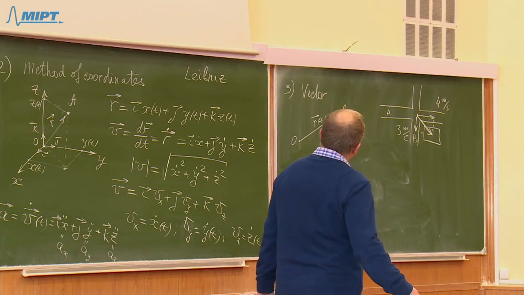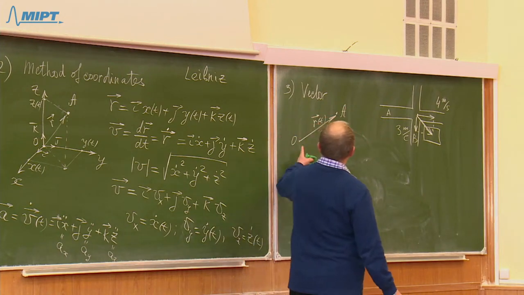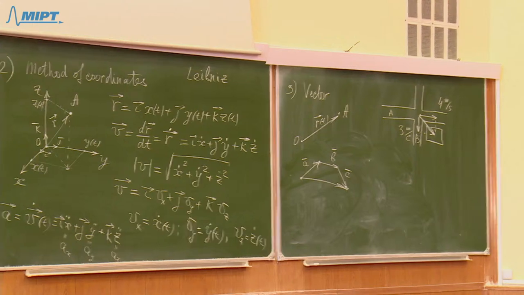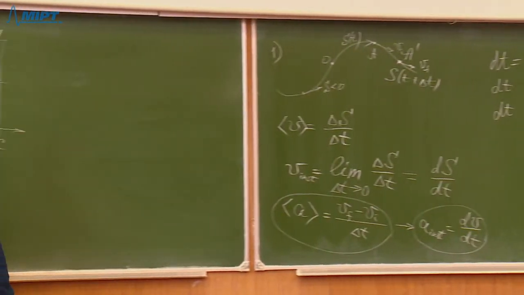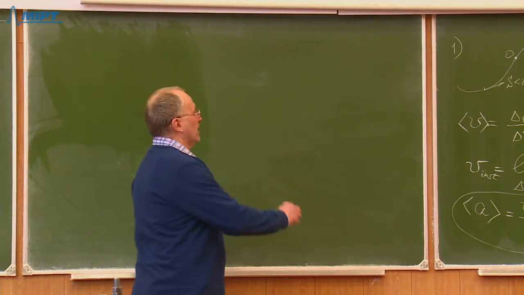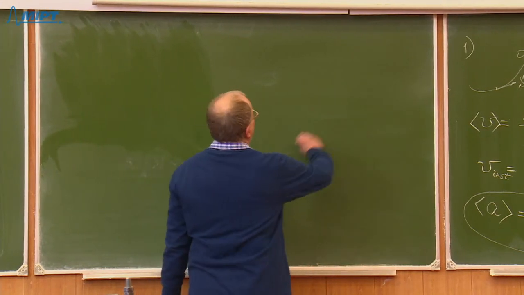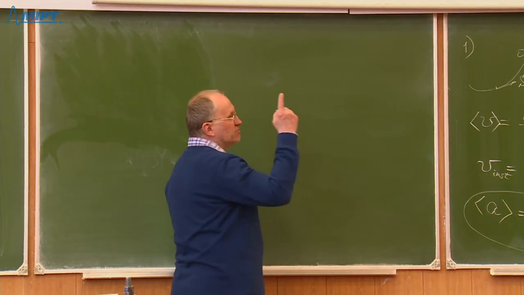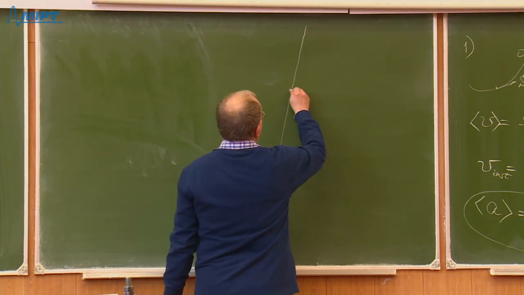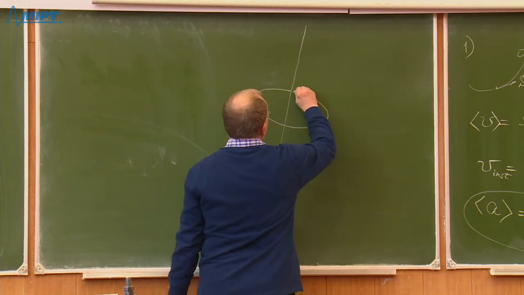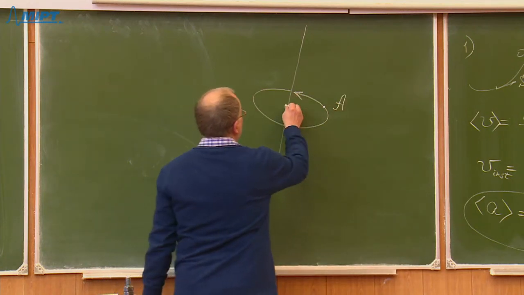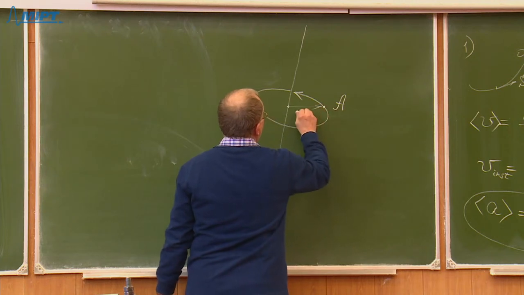And if we talk about vectors and vector description of motion, I would like to introduce a vector of rotation. Suppose we have some point which can rotate about the axis. And this is the axis, and the point can rotate in this way. And that is point A, which can rotate about this axis. And this is the radius vector to this point.